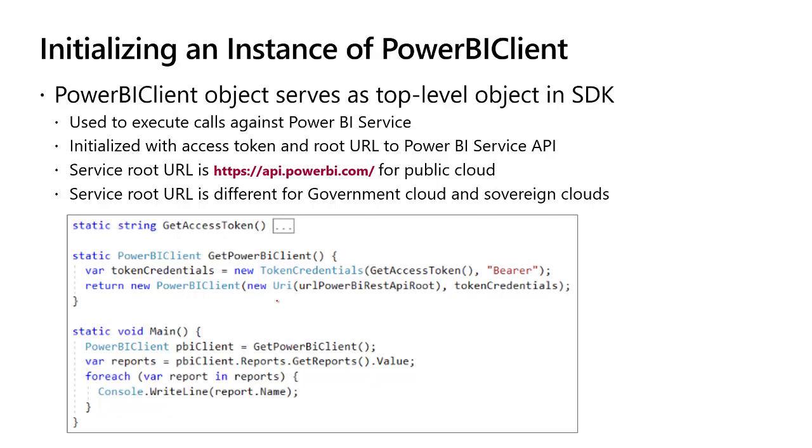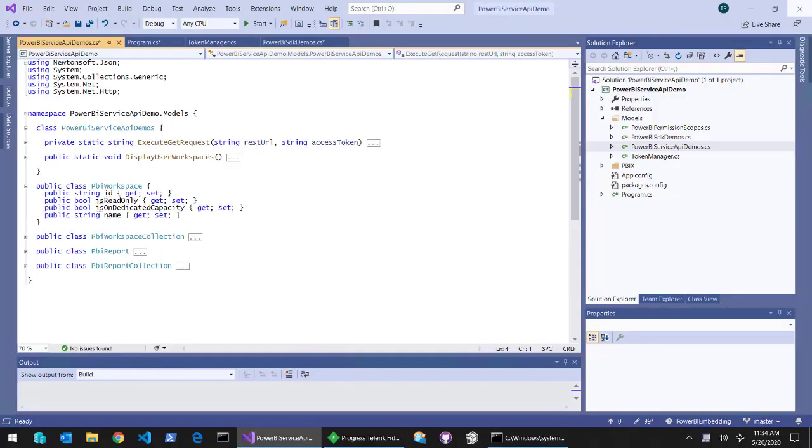What we can see from this simple piece of code is the hello world of the SDK. Once you get the PBI client object, I can say pbiClient.Reports.GetReports, and I can pull back a value, which is a collection of reports, which I can simply enumerate through. Okay, now earlier I demoed what life was like without the Power BI Service SDK, and now let's look at what life is like with the SDK.